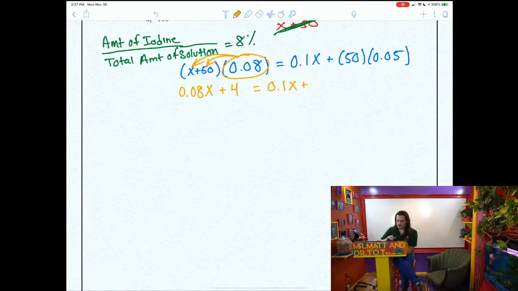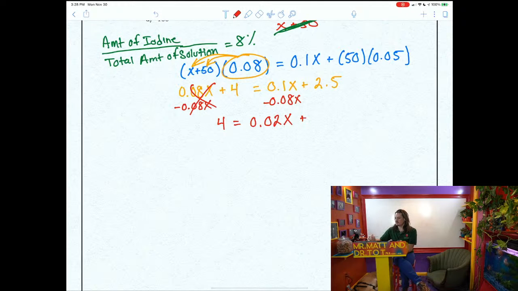plus 0.05 times 50 is 2.5. Now I'm just solving for x. So I'm going to subtract away 0.08x on both sides. That will cancel on the left, and so I'll have 4 is equal to 0.02x plus 2.5.